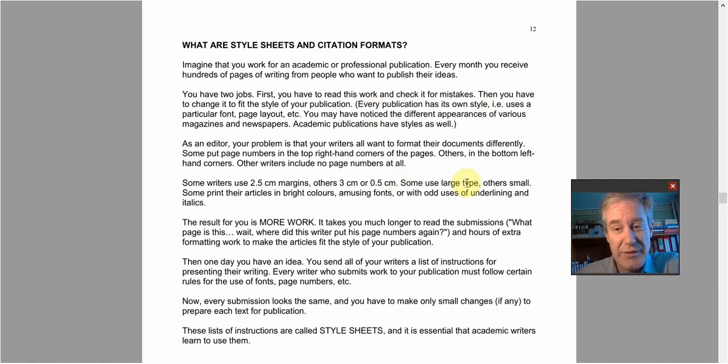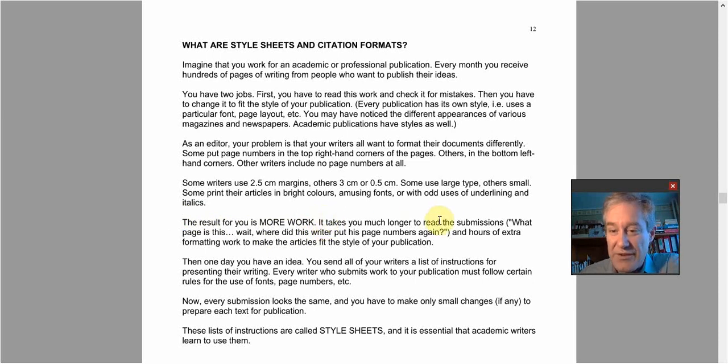Some of the writers use large letters, large type, meaning they use big letters, maybe 14 or 16 points. Others use very small letters. Some print their articles in bright colors or with amusing fonts or with odd uses of underlining and italics. People do all kinds of strange things when they are creating their texts. They have their own tastes and the ways they like to do things. But the result for you as the editor of this publication is more work.